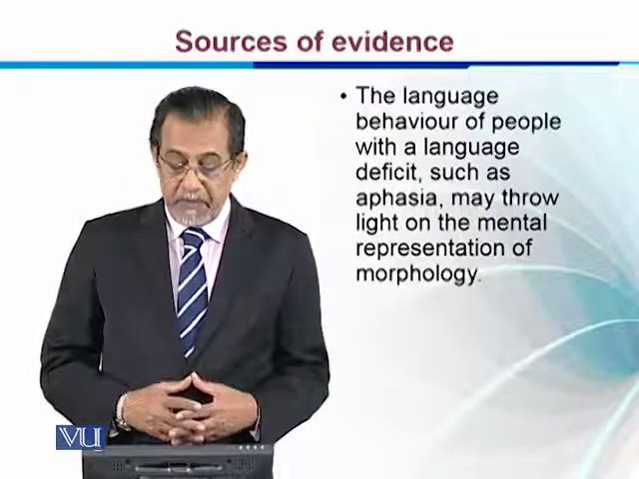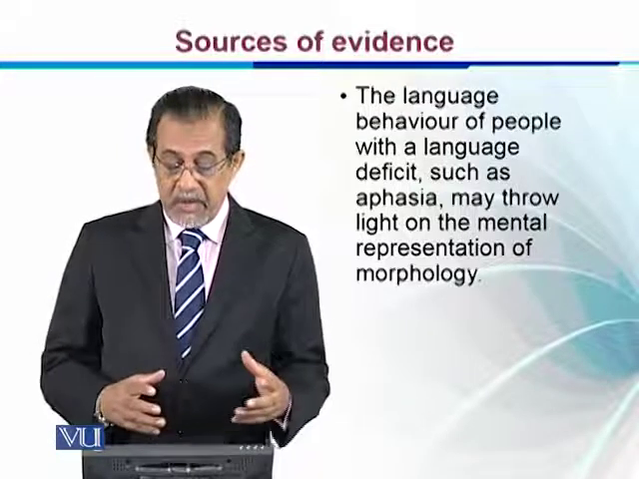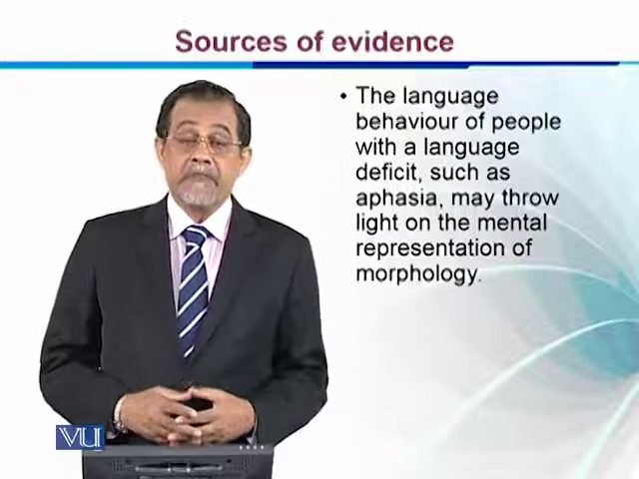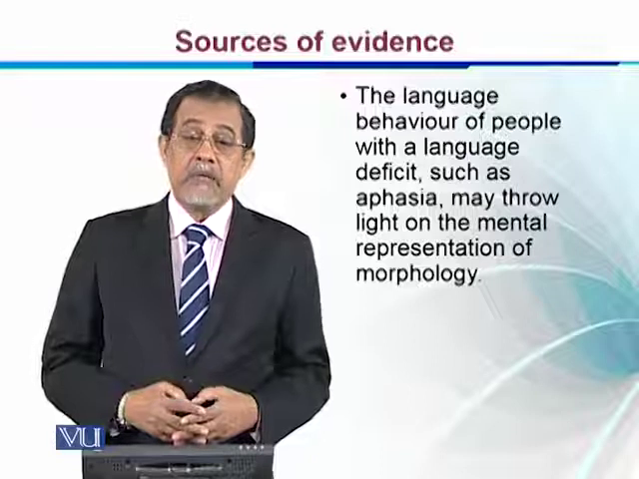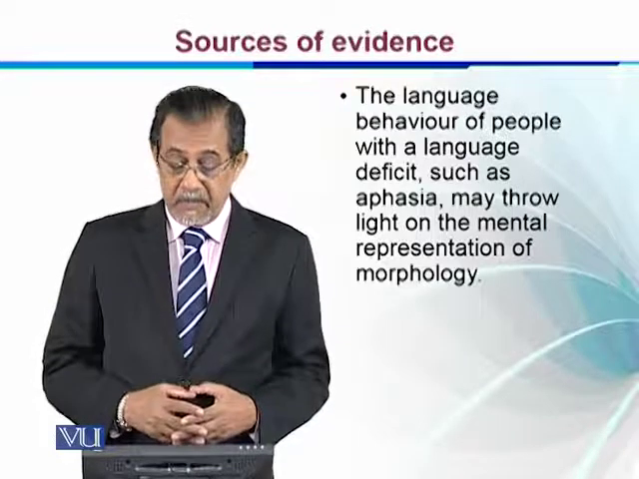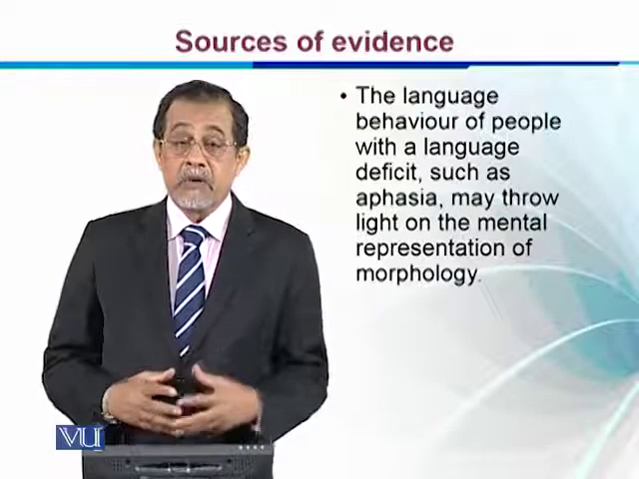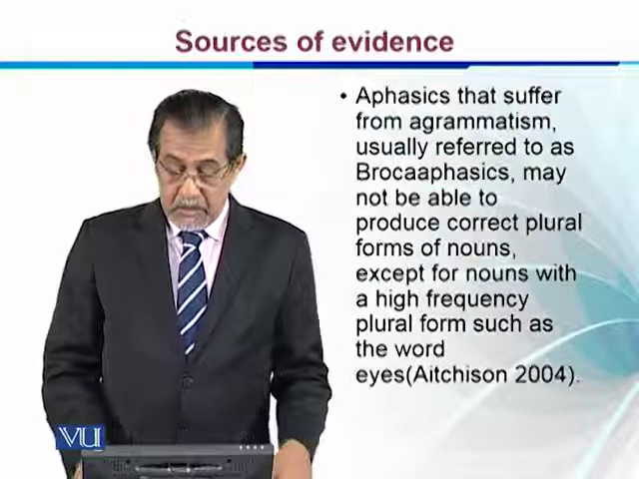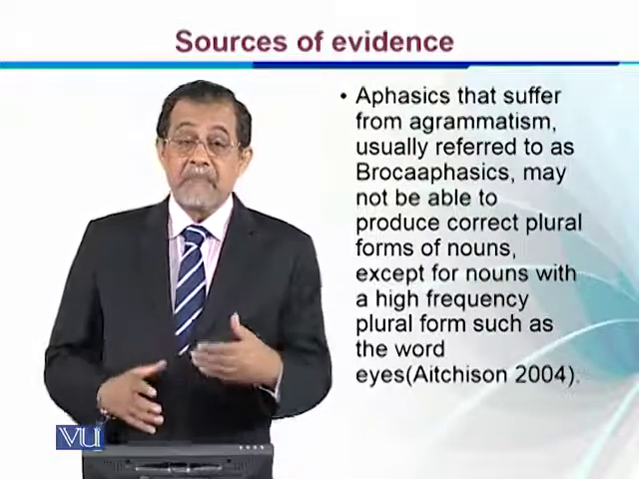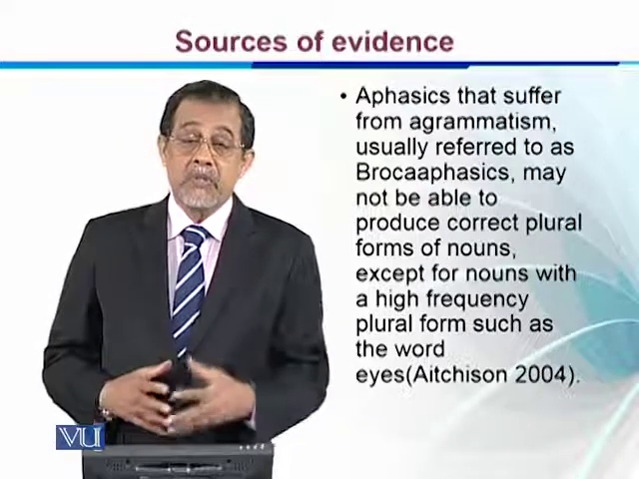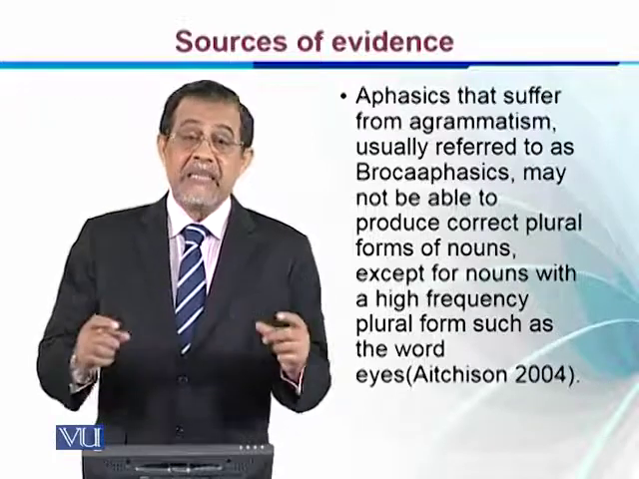The language behavior of people with a language deficit such as aphasia may throw light on the mental representation of morphology. We have discussed in the introduction to linguistics what aphasia is. It's a mental impairment of language. Aphasics may suffer from agrammatism. Agrammatism means they are unable to use grammar. Whatever they speak is not syntactically correct.